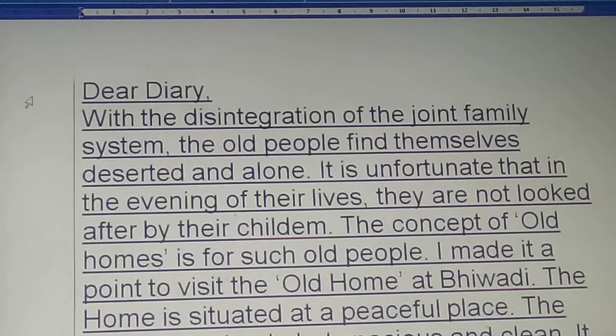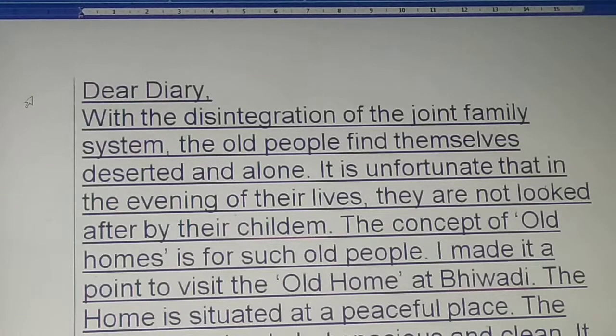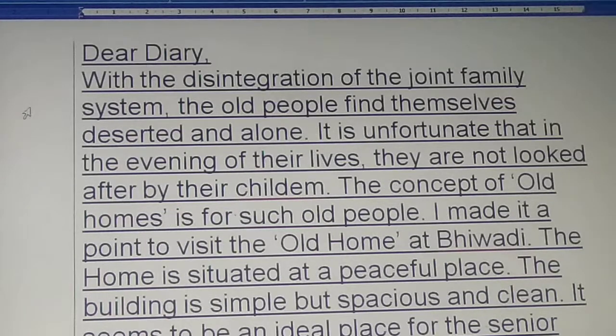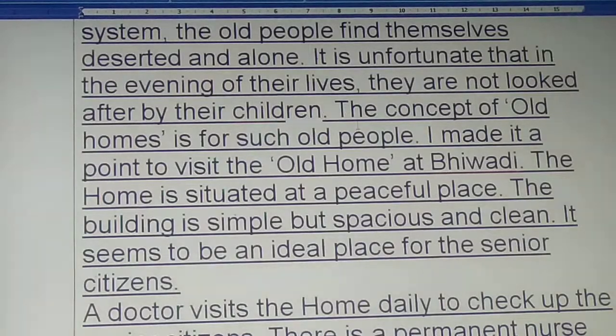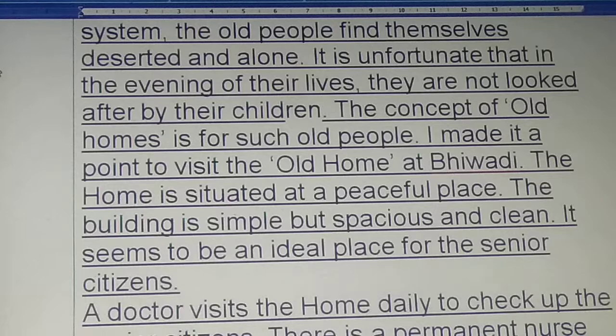With the disintegration of the joint family system, the old people find themselves deserted and alone. They have become lonely. It is unfortunate that in the evening of their lives, they are not looked after by their children. The concept of old age homes is for such people. So it is very sad that they are not looked after by their children.